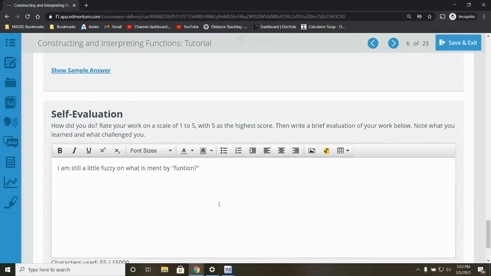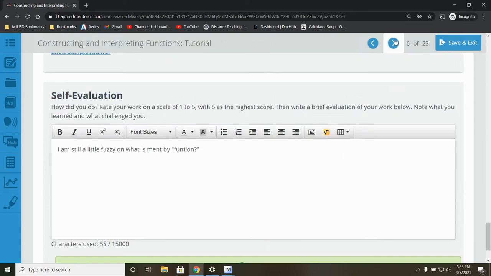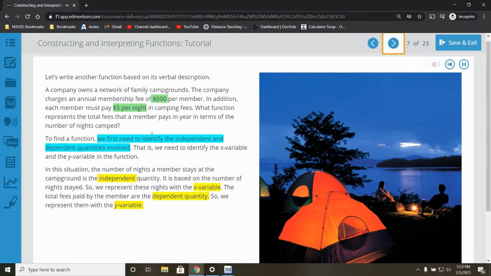Self-evaluation. I'm still a little fuzzy on what is meant by function. That was a little weird for me. Let's write another function based on its verbal description.